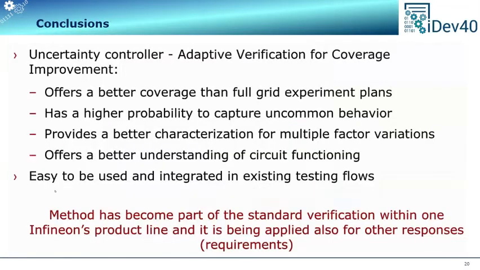To conclude, the uncertainty controller employed for the lab characterization use case, namely the current limits test, was able to offer a better coverage than full grid experiments plan, with fewer tests needed, and provide a better characterization for multiple factor variations, thus offering a better understanding of circuit function.